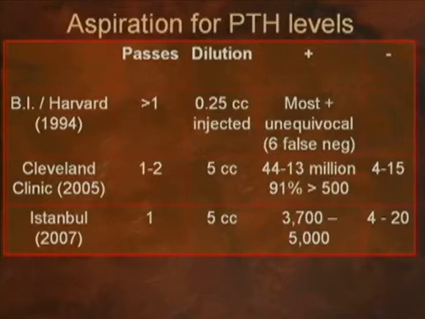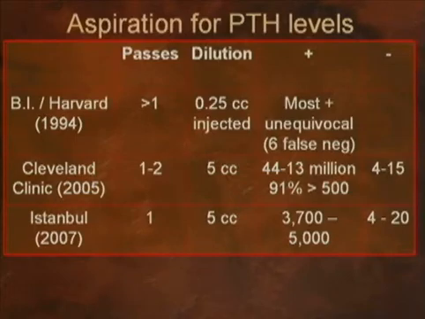Now, since this time, a number of institutions have started to do this, and in fact, in busy practices, it's a fairly common procedure. This report from the Cleveland Clinic describes doing 1 to 2 passes, diluting the specimen in 5 cc's of saline. In other words, they do a couple of passes, they aspirate what they can, they put the aspirate in a tube with 5 cc's of saline, submit that for analysis.